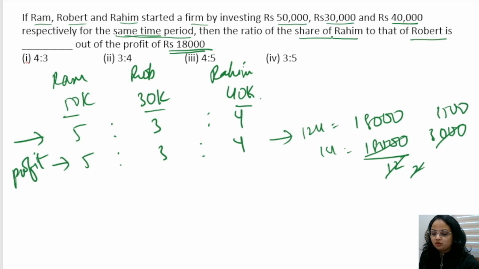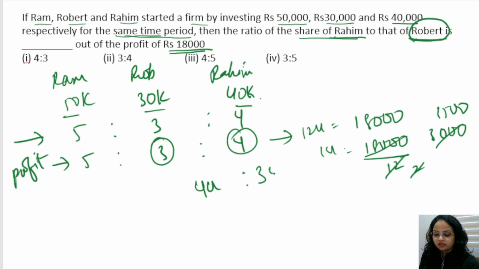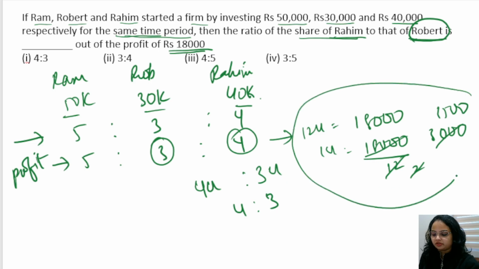So what is the ratio of Rahim to that of Robert? What is the profit of Rahim? It is 4 units. And what is the profit of Robert? It is 3 units. So 4 units is to 3 units, so anyways it is 4:3. We don't have to calculate this one. The ratio will be anyways 4:3.